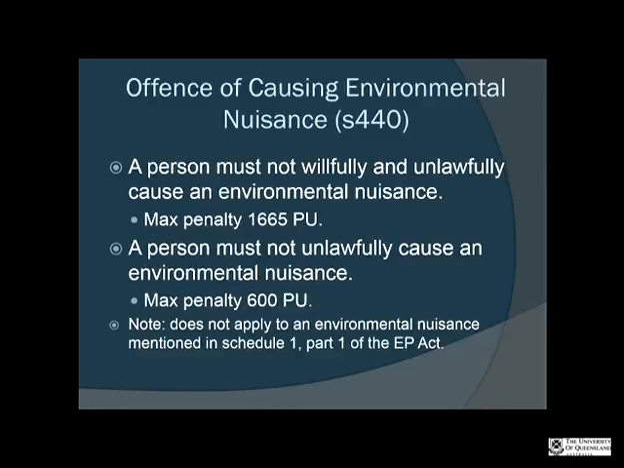The offence provision is that you must not willfully and unlawfully cause an environmental nuisance. You'll notice there's no imprisonment term attached to that offence provision. It's a penalty of 1,665 units for willful nuisance, and then 600 penalty units for just straight unlawful environmental nuisance. So they're lower penalties, as it's considered a less serious offence. It doesn't apply to an environmental nuisance that has protection under Schedule 1 of the Environmental Protection Act. In a minute, you'll see what unlawful means. All these things can be authorised by licences under the Environmental Protection Act, so if you hold a licence or an authority for it, then you can't be prosecuted for it.